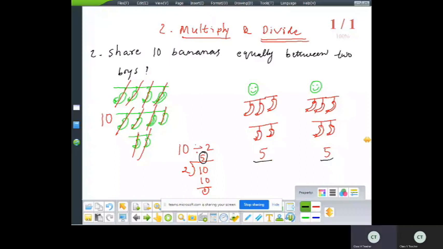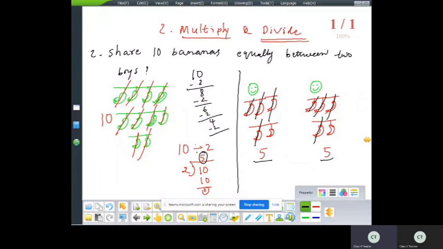That is, total bananas are 10. First person gets 1, total 2. 10 minus 2, 8. Next time, one more banana, one more banana. Again, 8 minus 2, 6. Next, again 1, again 1. 1 plus 1, 2. 6 minus 2, 4. And one more banana, one more banana. 1 plus 1, 2. 4 minus 2, 2. And finally, 1, 1. 2 minus 2, 0.